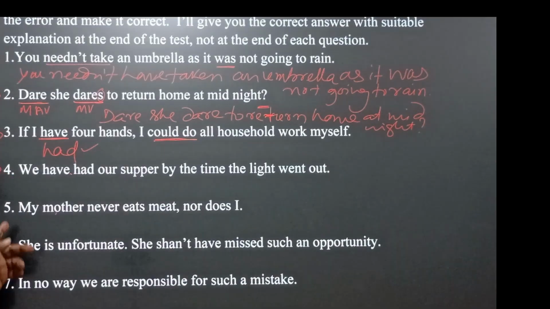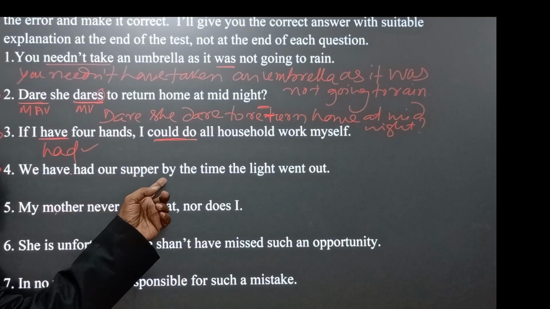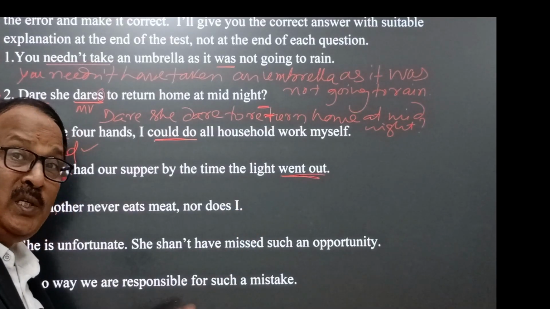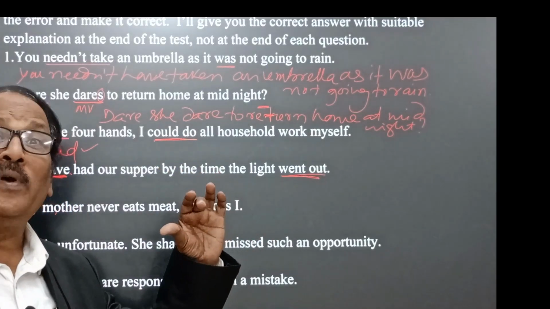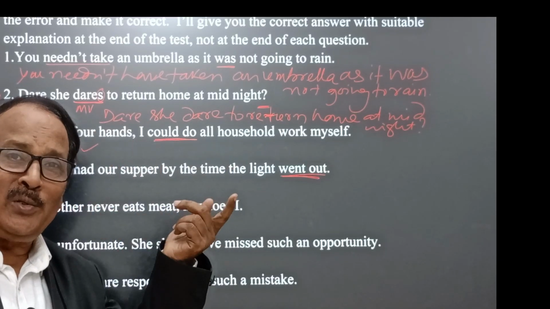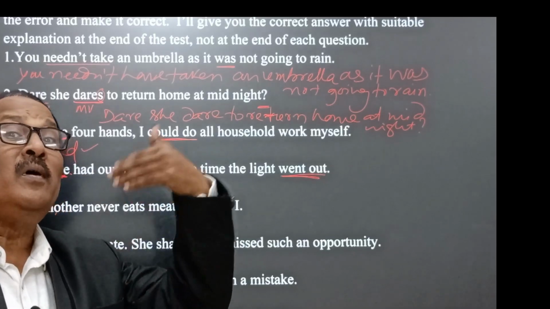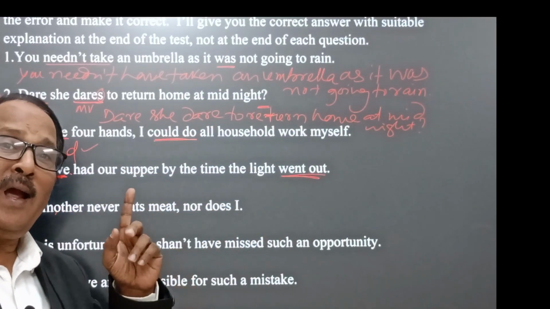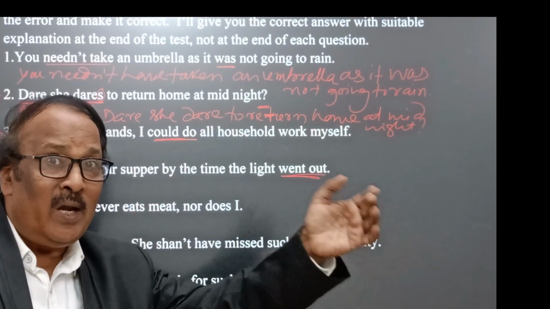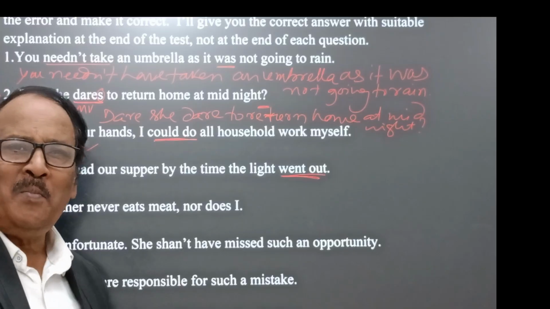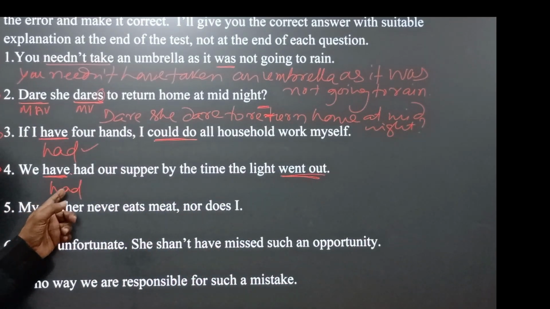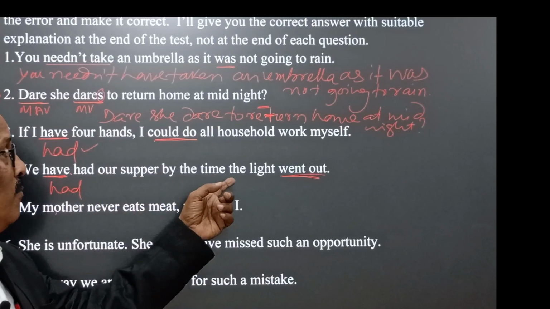The fourth question. We have had our supper by the time the light went out, and the error is have. This is based on a rule of grammar that if we want to describe 2 past actions that happened one after another, the earlier completed action will be in past perfect, and the subsequent, I mean the latter action, in simple past. Therefore, the correct answer is: we had had our supper by the time the light went out.